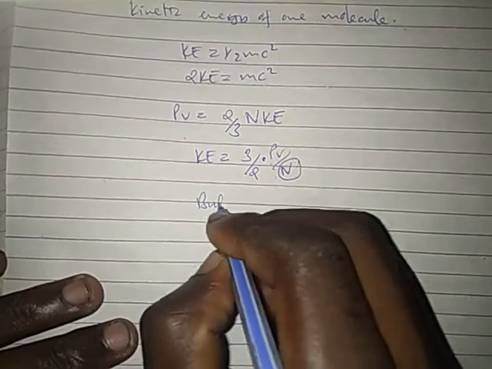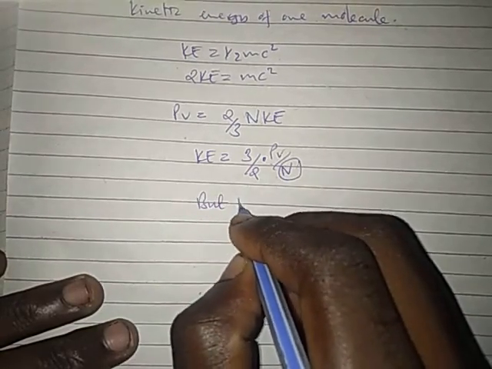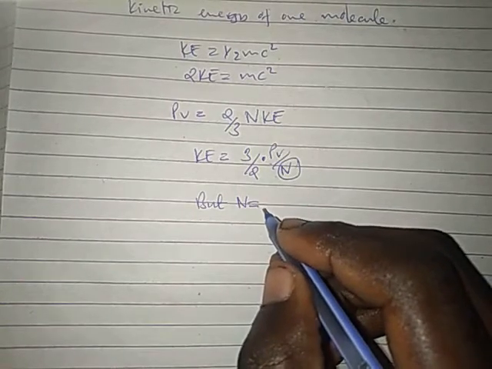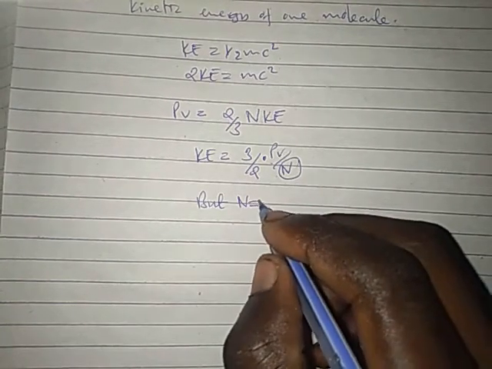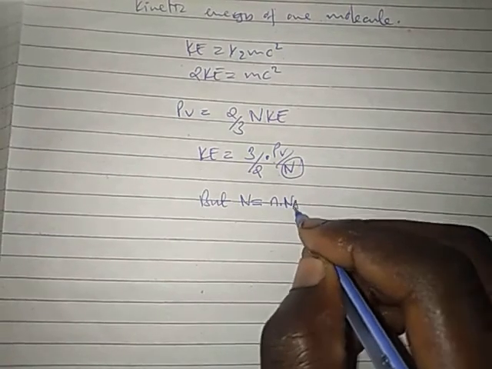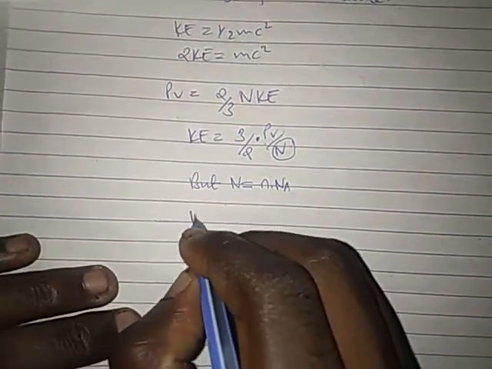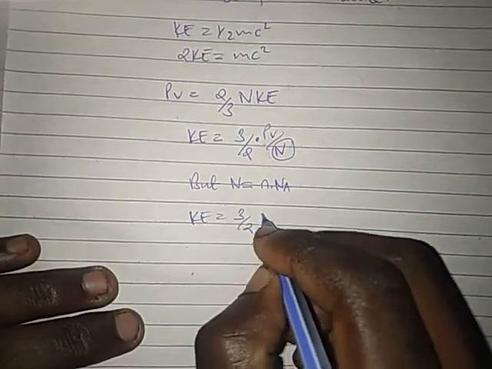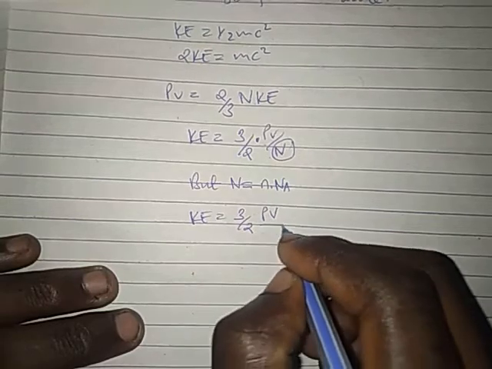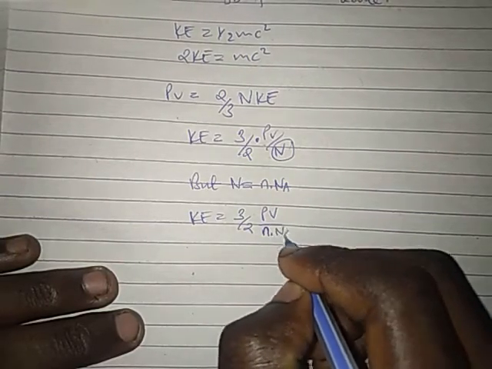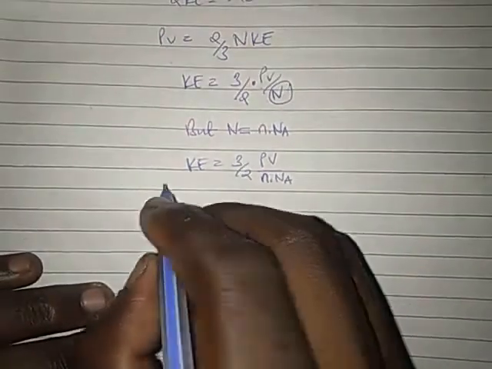We say that n is equal to the number of moles times Avogadro's number Na. So kinetic energy is equal to 3 divided by 2 PV divided by n, then Avogadro's number Na.